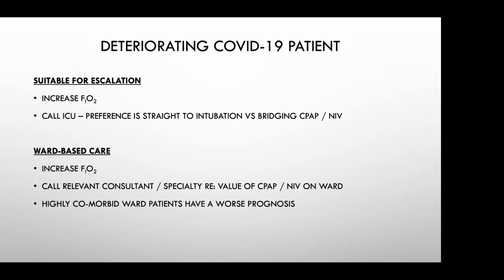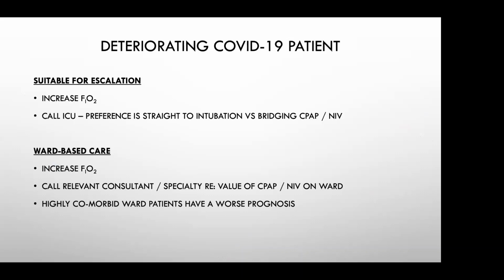So for deteriorating COVID patients, trusts will have different policies for what they're going to do. If they're suitable for escalation, they've got an increasing oxygen requirement, call ICU. The vogue right now is the preference to go straight to intubation as opposed to bridging with CPAP or NIV.